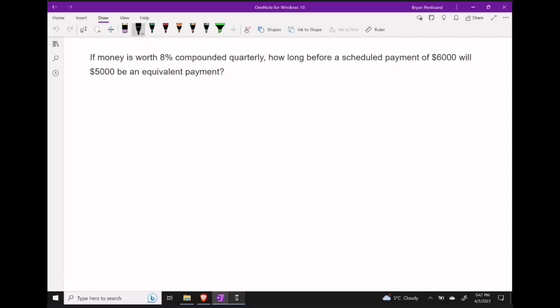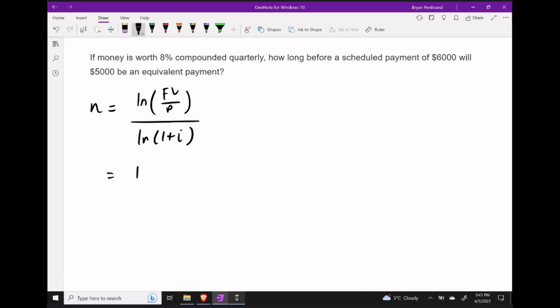Suppose that money is worth 8% compounded quarterly. How long before a scheduled payment of $6,000 will $5,000 be an equivalent payment? Here, our formula to find the number of compound periods should apply, since we're trying to find a term.